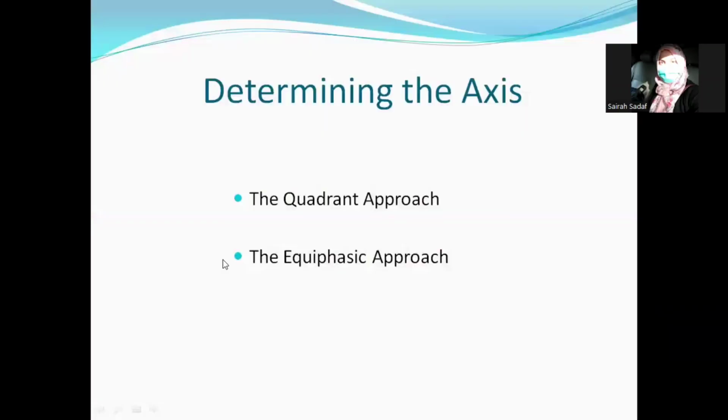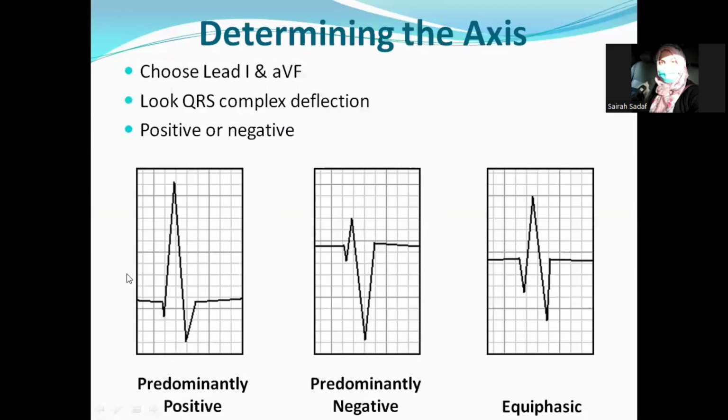Now, determining the axis. There are two methods of determining the axis, and my favorite one is the quadrant approach, and I will teach you the quadrant approach. Because this is the easiest and very quickest, and you don't need to go into 30 degrees or 180 degrees and all that. The quadrant approach is very easy. You just have to look at the two leads and then, boom, you reach the diagnosis. So we will go there.